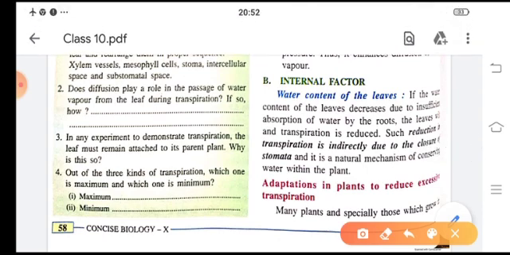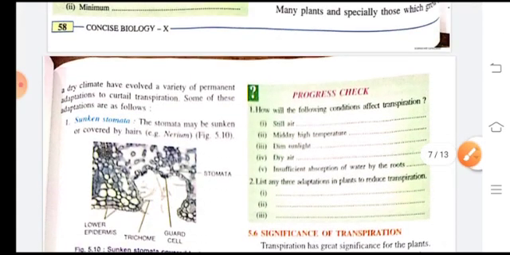Water content of the leaf: if the water content of the leaf decreases, there is less absorption of water, and therefore the transpiration rate also decreases. So less water content means less transpiration. Now, adaptations in plants to reduce excessive transpiration. Many plants which grow in desert areas have certain modified structures which reduce the rate of transpiration.